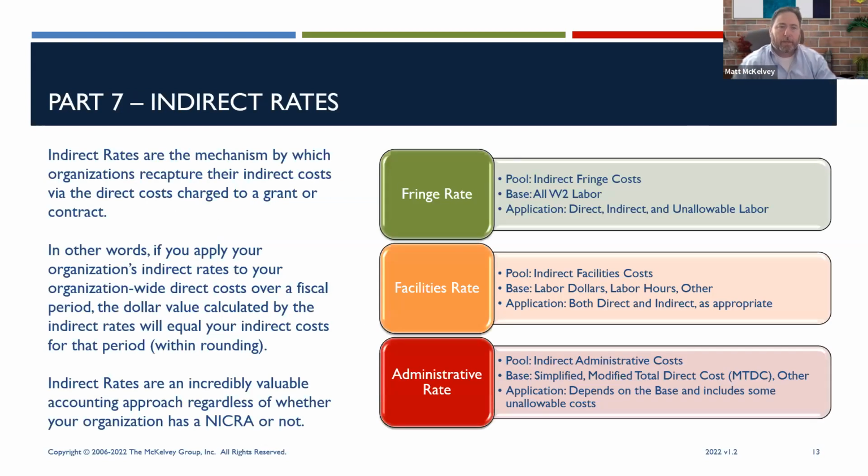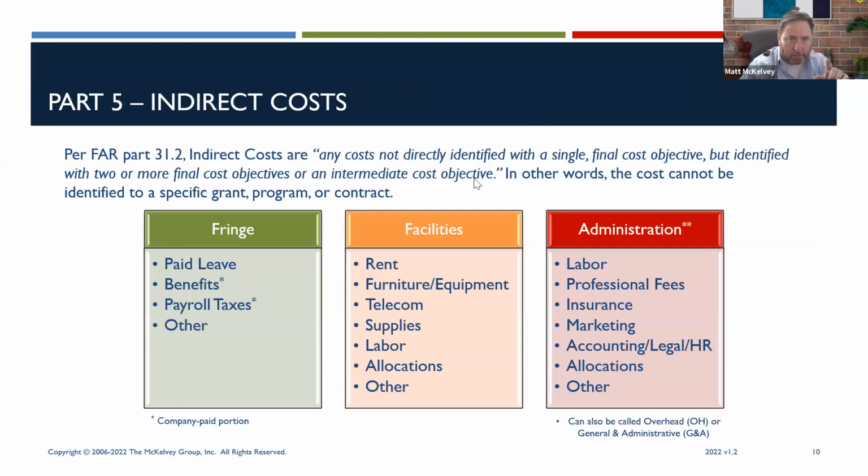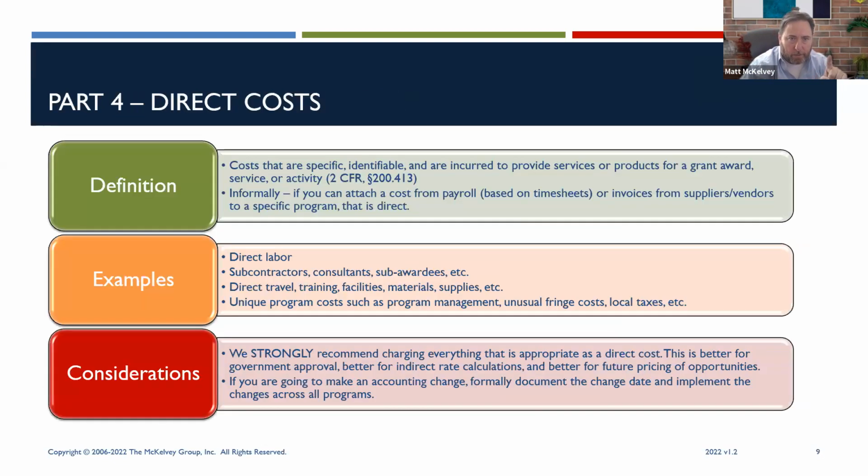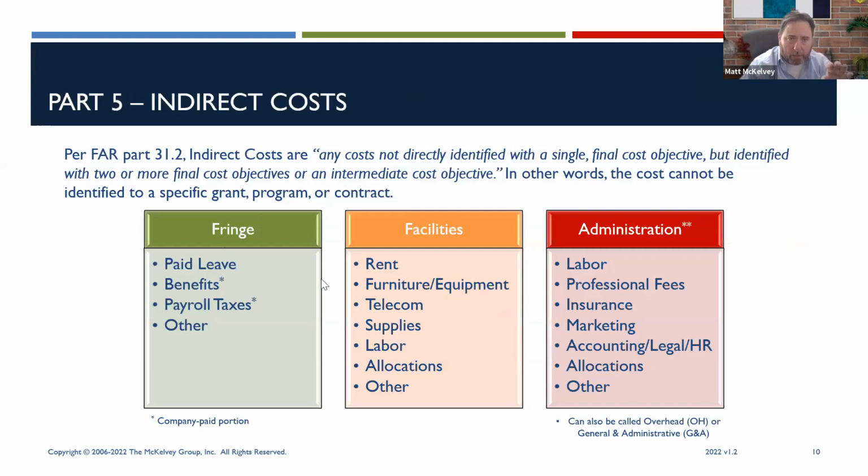So this is going to take us a little time to walk through. This is the indirect rate itself. I talked about direct costs, right? Direct costs here. Then I talked about indirect costs. Now I'm going to talk about the indirect rates. So how do you calculate your rates from your indirect costs?